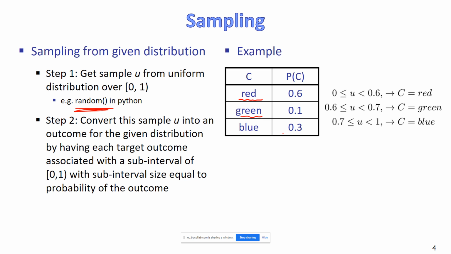What does that mean? It means that I divided the interval between 0 and 1 into 3 sub-intervals. The first one is between 0 and 0.6. Let's say that it's up to here. And I will assume that if the random number is in that sub-interval, then it will be red.